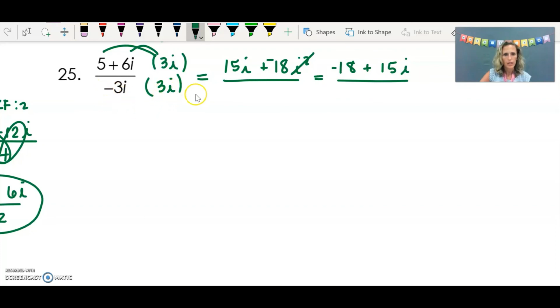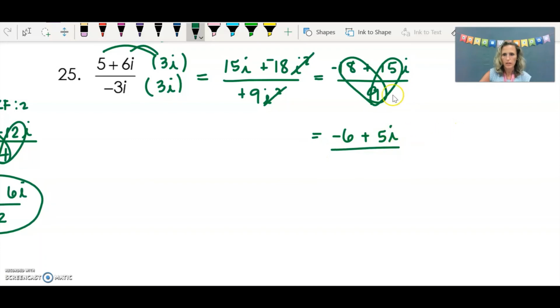Negative 3i times 3i is negative 9i squared. Your i squared is going to change your sign and give you a positive 9. Here we have a GCF. They're all divisible by 3, so I'm going to go ahead and divide all of this by 3. So now negative 18 divided by 3 is negative 6. 15 divided by 3 is 5. We've got an i there. And 9 divided by 3 is 3.